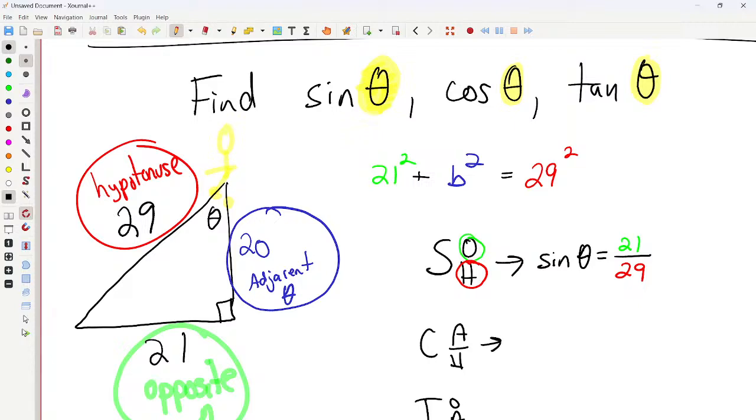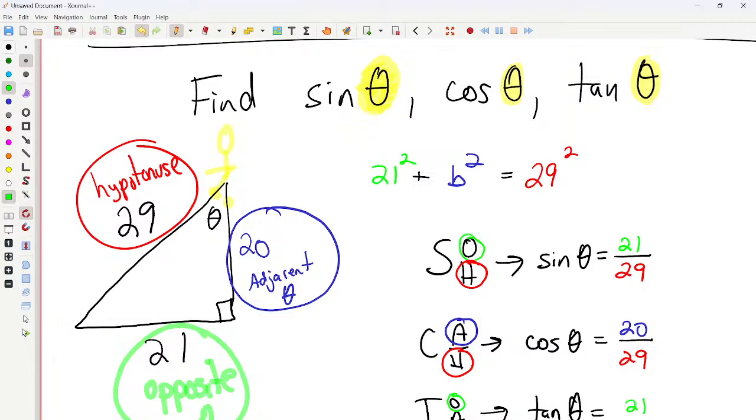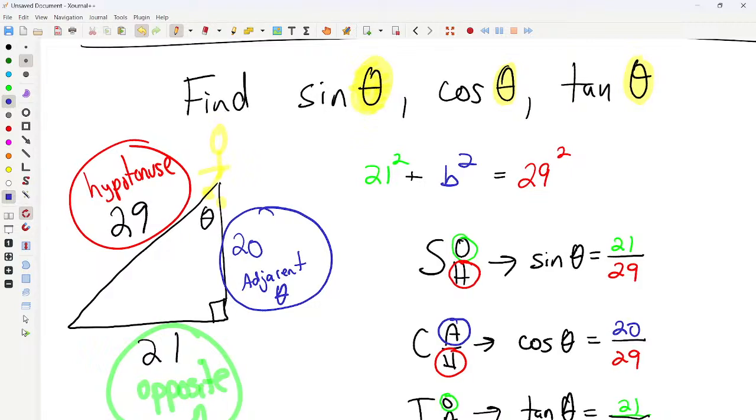We say the cosine, which we abbreviate as cosine of theta, is adjacent over hypotenuse. And lastly, the tangent of theta is your opposite over your adjacent.